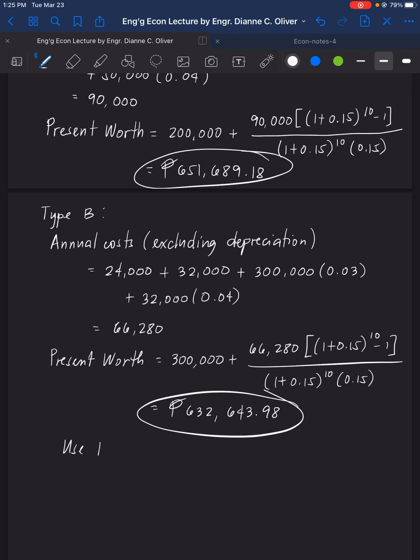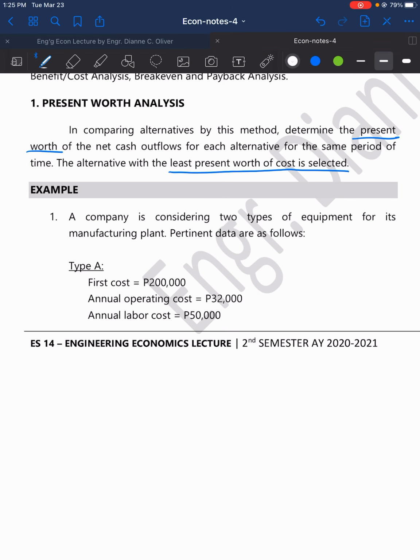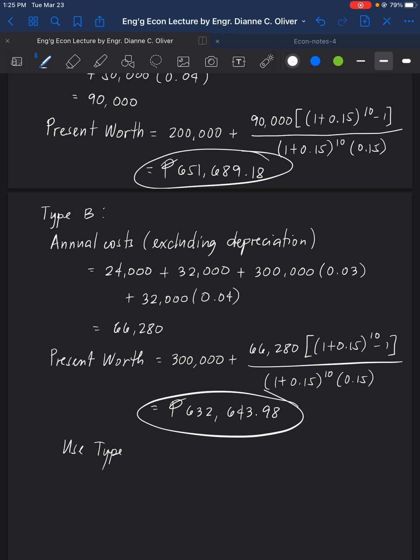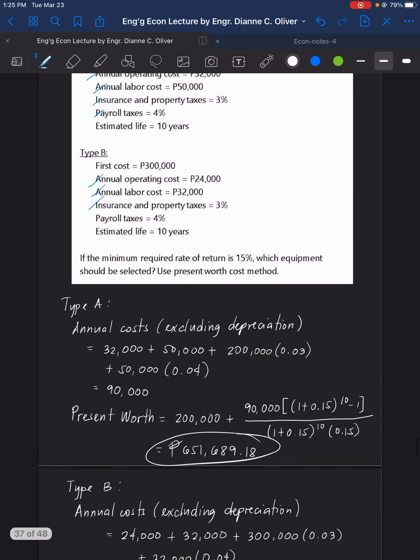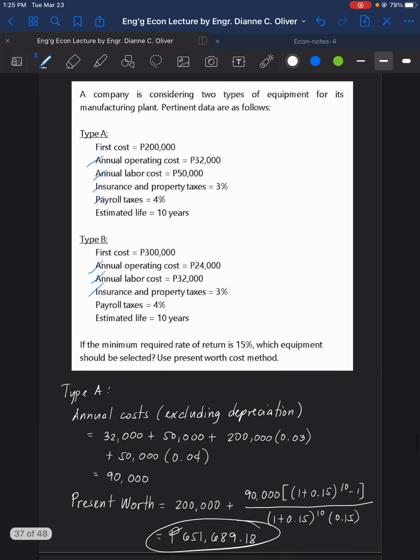according to the lecture, the one that has the least present worth of cost is selected. So the least is type B. So this is the answer. Use type B. So this is for the first question.